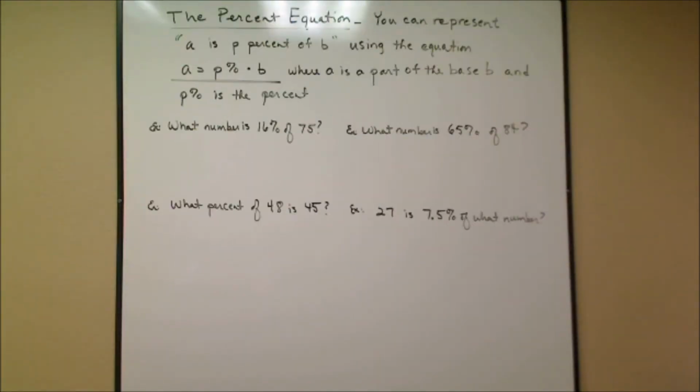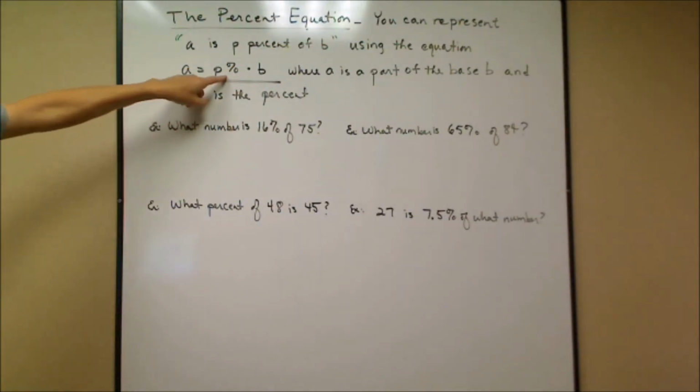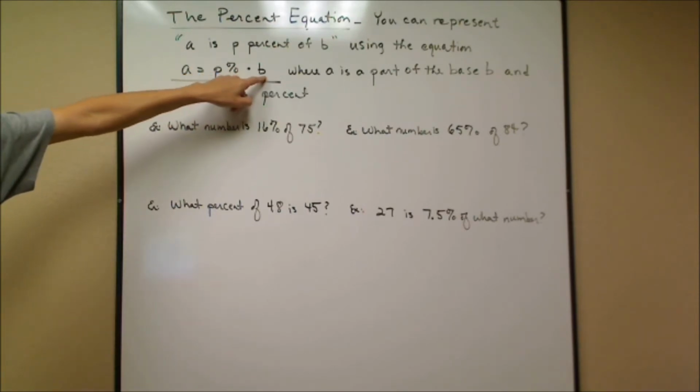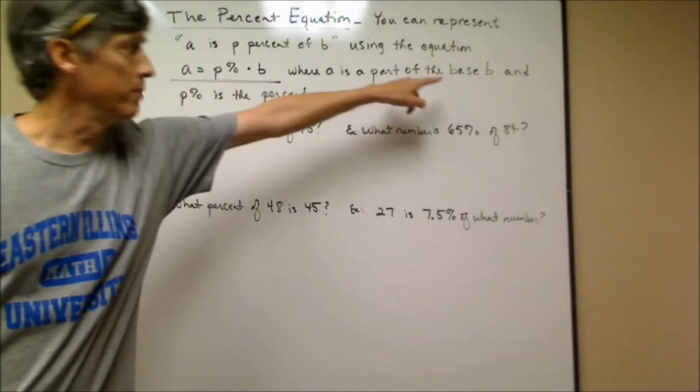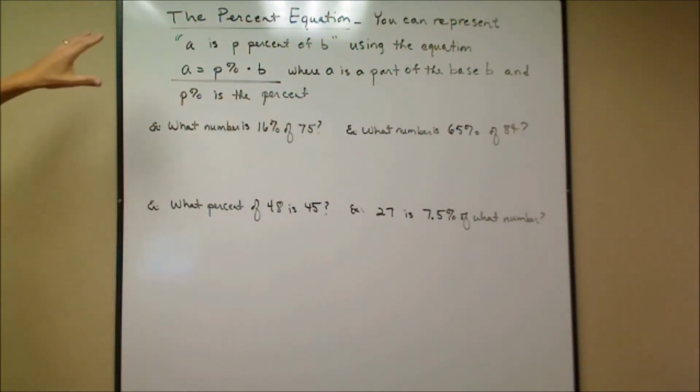The percent equation, that's what I want to show you now. It says you can represent A is P% of B using the equation A equals P%, where we'll change it to a decimal or a fraction if necessary, times B, which of course A is the part and B is the base and P% is the percent. So instead of setting up a proportion, I'm going to use this equation.